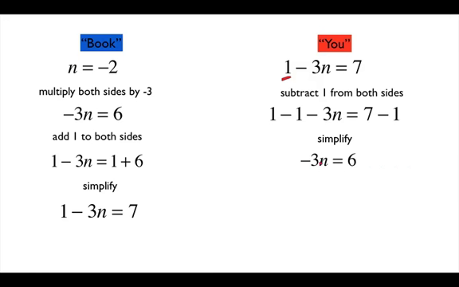This operation that you have between the negative 3 and the n is a product. So you're going to undo a product. You're going to undo a multiplication. So you divide both sides by negative 3. These go away. You end up with just n. And then 6 divided by negative 3 is negative 2. And that's the answer. Let's move on to the next slide.